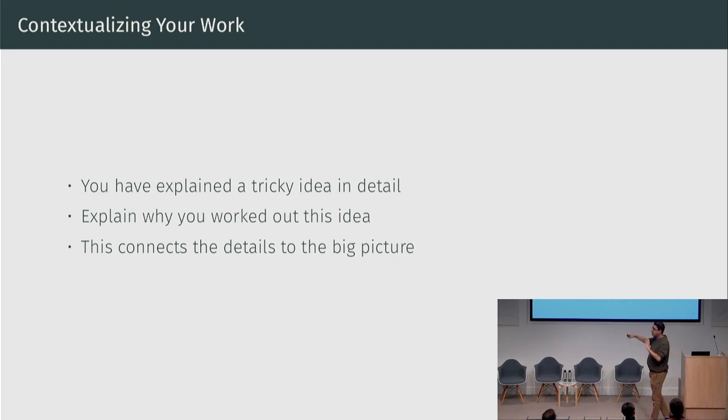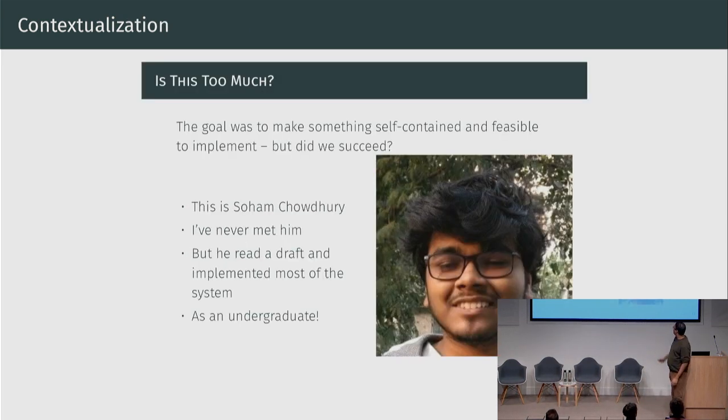So what this means is that you've explained something hard, and what you want to do is explain, okay, why did I do this, and how does this solve the big picture problem that I set up at the beginning of the talk? So let me show you how I did this. In my talk, I gave one slide where I said, okay, you've been hit with a wall of type theory, and many of your heads are hurting. So was this too much?